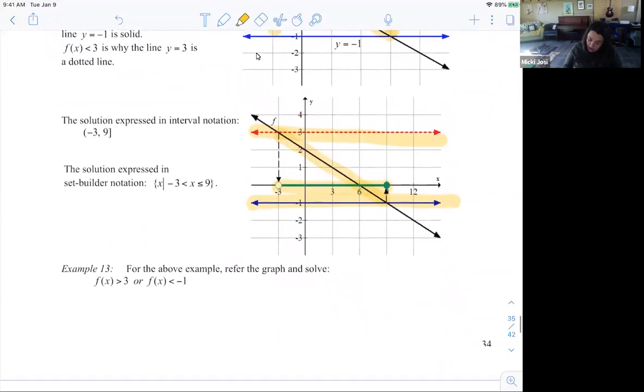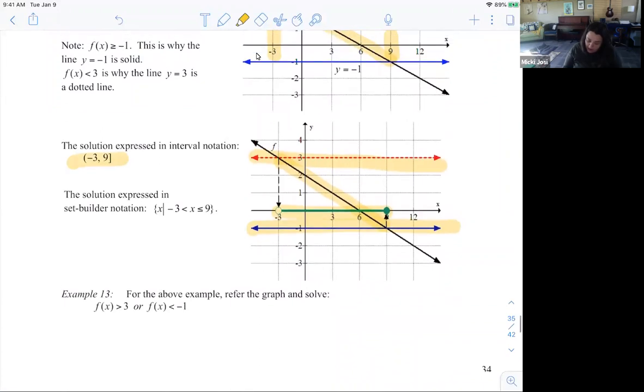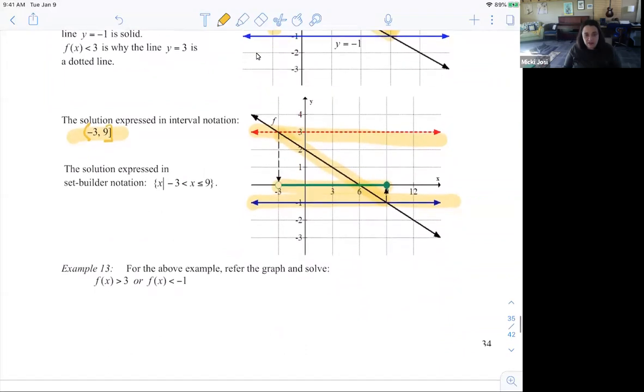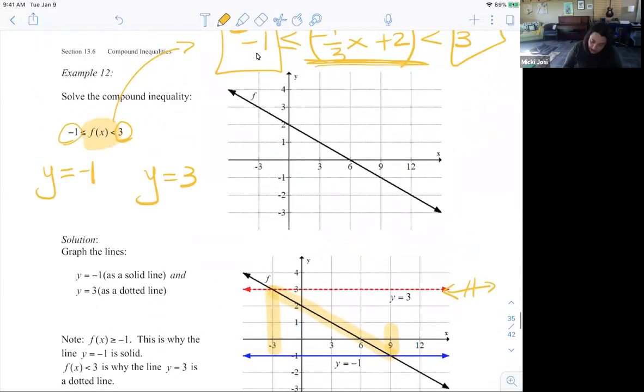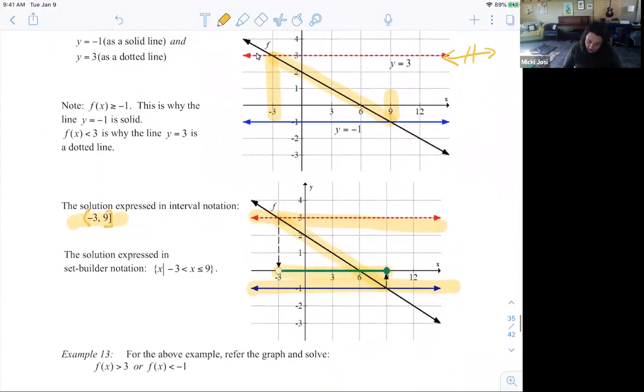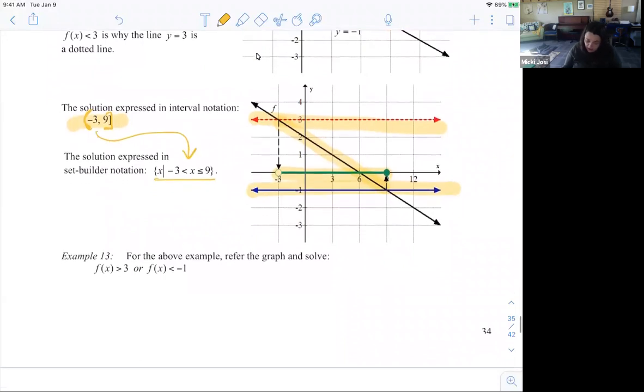Okay, so the solution expressed in interval notation would be from -3 to 9. Think about why we're putting parentheses around the -3 and a bracket around 9. That has everything to do with the inequality. It's because here we're saying f of x is less than 3 as opposed to less than or equal to. That's why we're using the parenthesis here. And then this would be the set builder notation. This really means the exact same thing, it's just in a different form.